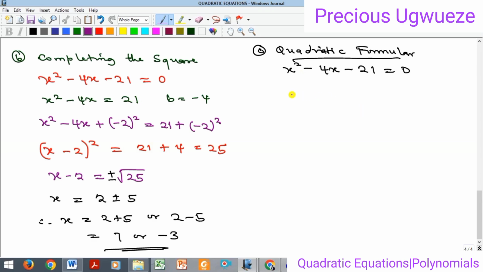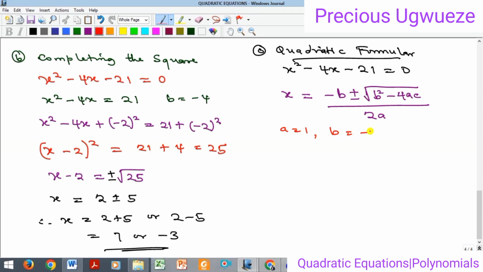And what is the formula? The formula says that the x we are looking for is equal to negative b, plus or minus the square root of b squared minus 4ac, all over 2a. Remember what your a, b, and c are in an equation. The a is the coefficient of x squared, your b is the coefficient of x, and your c is a constant. So in this example, our a is equal to 1, our b is equal to -4, and our c is equal to -21.